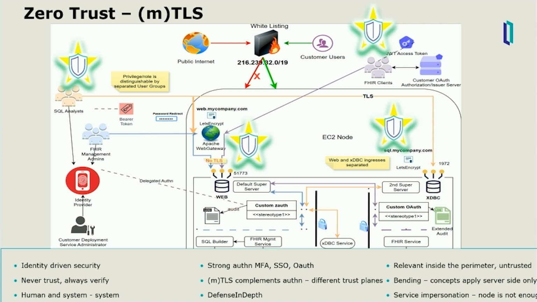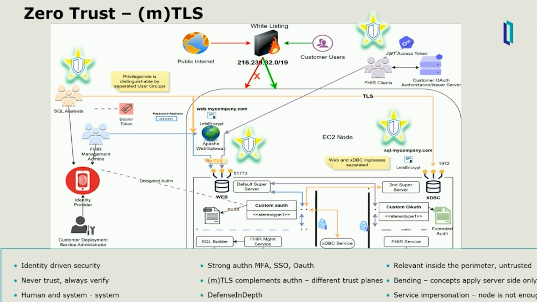A key here, also: these principles are relevant inside the perimeter. As you see some of the stars inside that box, we'll look at that more later. Also considered untrusted.